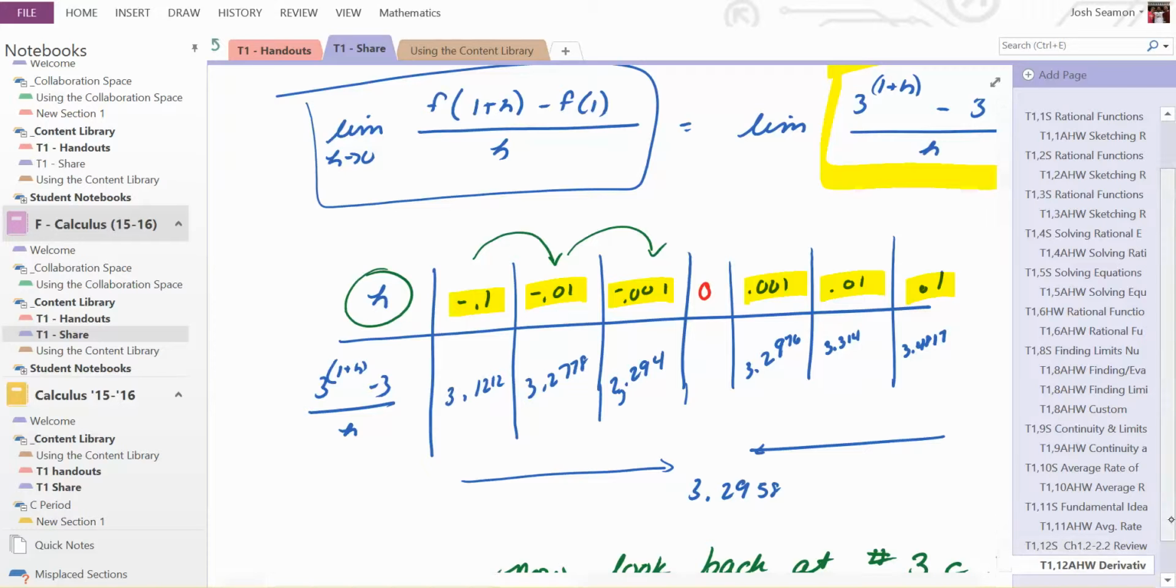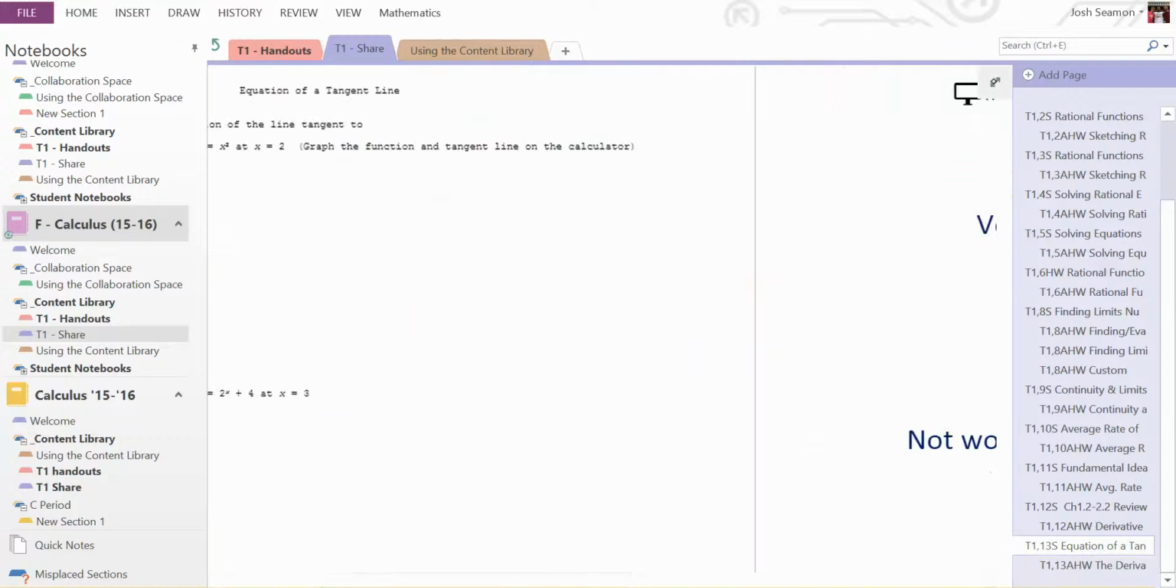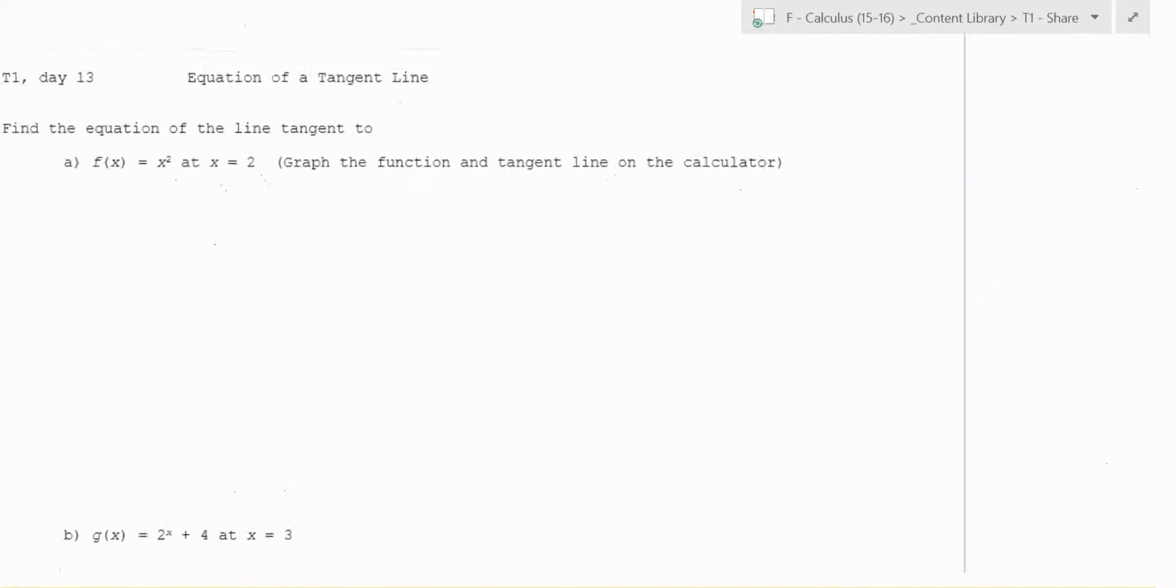The new stuff, which is not truly new because we've seen a little bit of it before. What do you need to write the equation of a line?